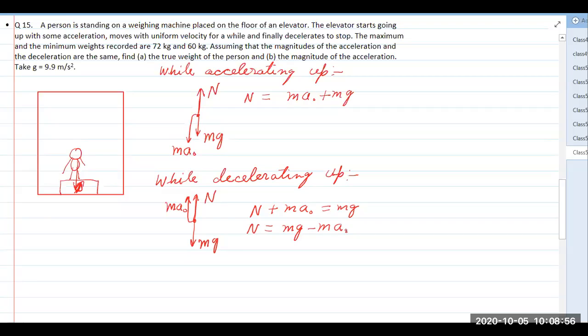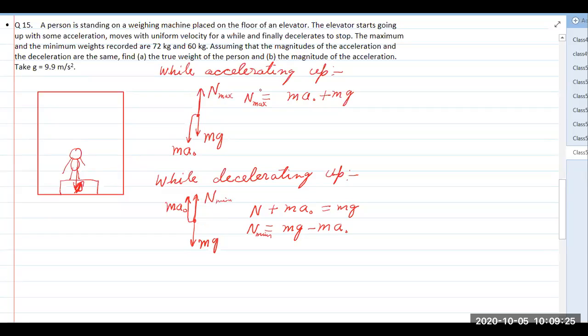Then it says that the maximum and minimum weights recorded are 72 kg and 60 kg. In which case will it be maximum? We have a plus sign here, so it will be maximum, and we have a minus sign here, so it will be the minimum value. And there is another value when it is moving with constant velocity. At that time there will be no pseudo force, so the normal will be just mg.